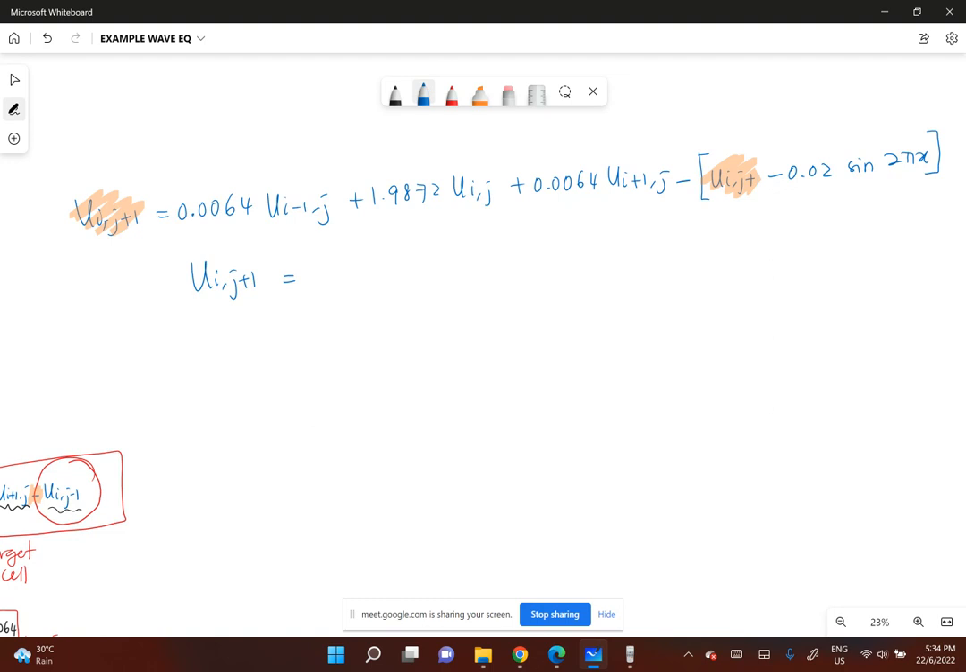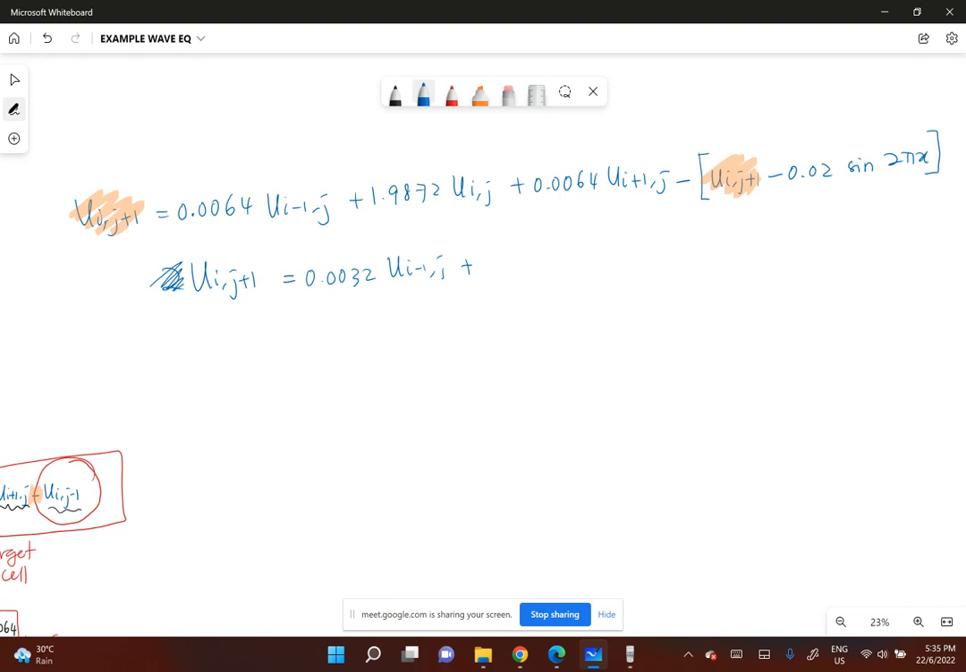Semua ni saya kena bahagi. Sebab I become that it is. Okay. But so that I don't want this one. I don't want this one. So the rest I have to divide by 2. This means this one have to divide by 2, 0.0032 Ui minus 1,j plus with this one have to divide by 2. Boleh siapa?